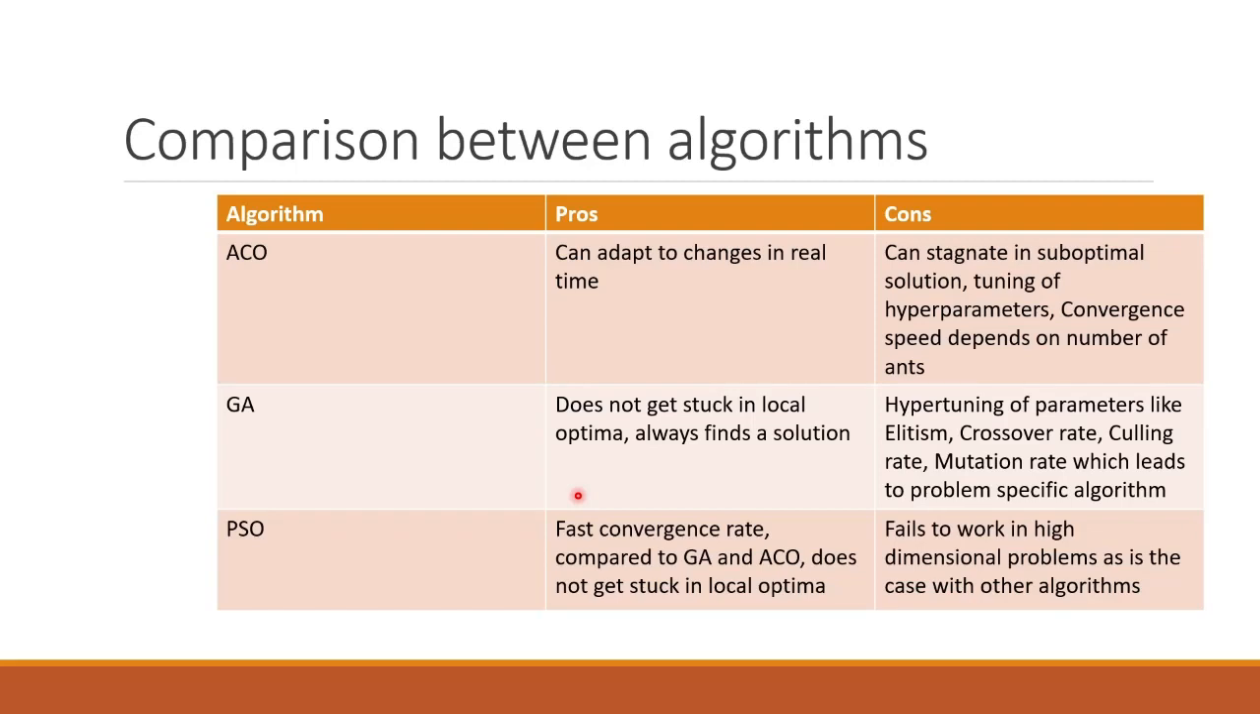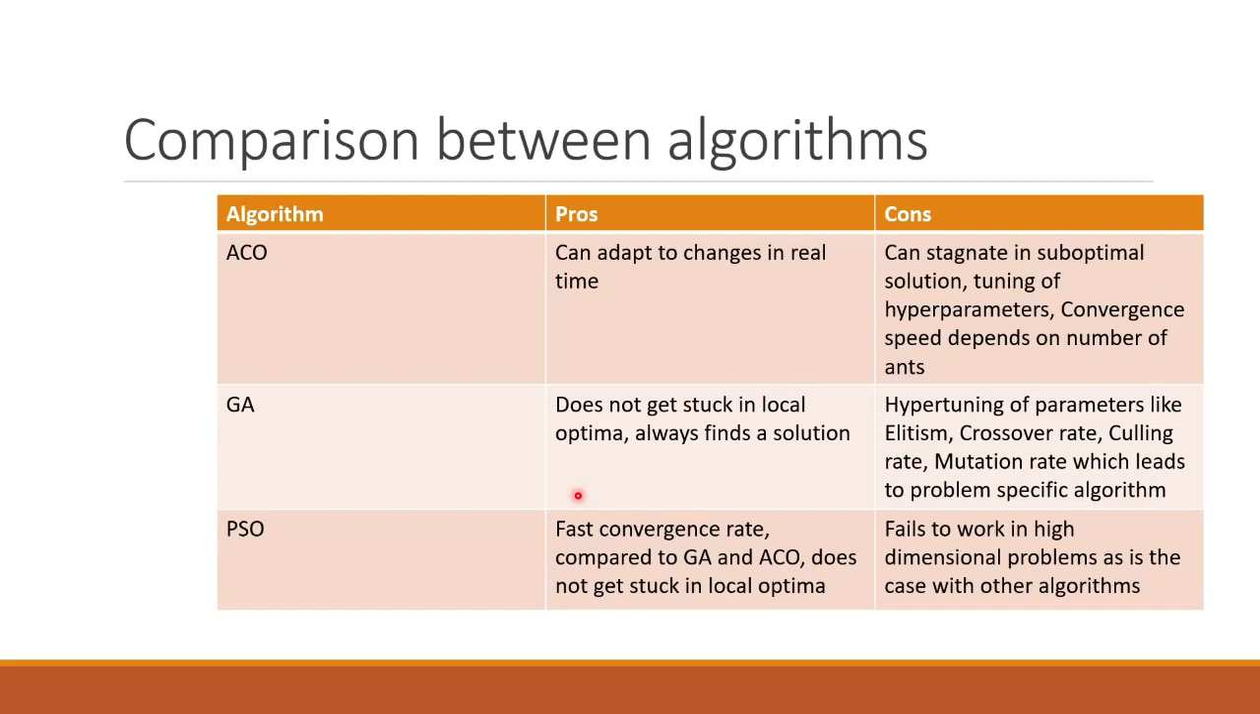Let's look at the comparison between the three algorithms. The first algorithm, ant colony optimization, can adapt to changes in real time. Suppose for whatever reason, the traveling salesman tries to go to one factory and that factory is suddenly closed or not available. Ant colony optimization can adapt to it really quickly because it makes use of the explore-exploit parameters. However, it has various disadvantages.